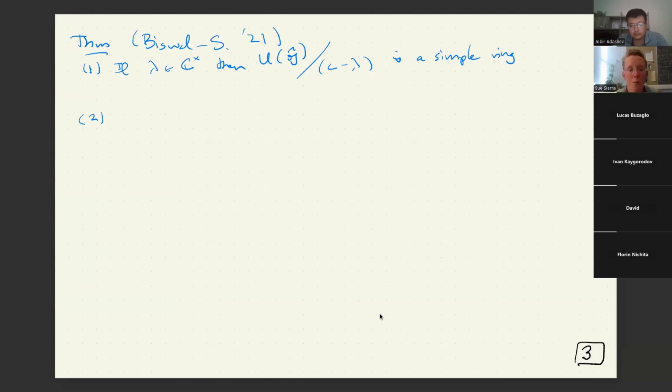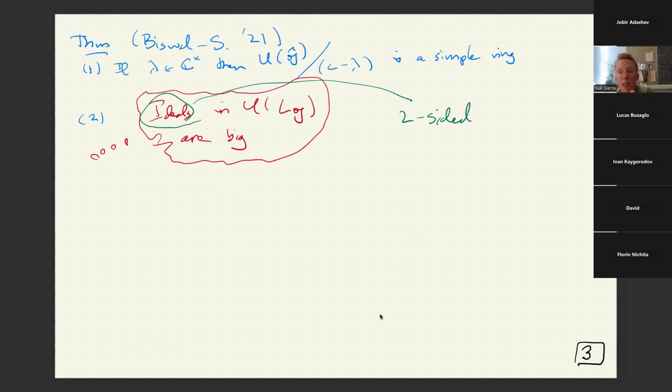This is from a paper of mine with Reka Biswell, which is just coming out in Algebra and Number Theory, but appeared on the archive in the beginning of 21. So first of all, if I take a non-trivial central quotient of U of G hat, so in other words, I factor out C minus a non-zero scalar lambda, then that ring is simple. So there's no two-sided ideals at all.